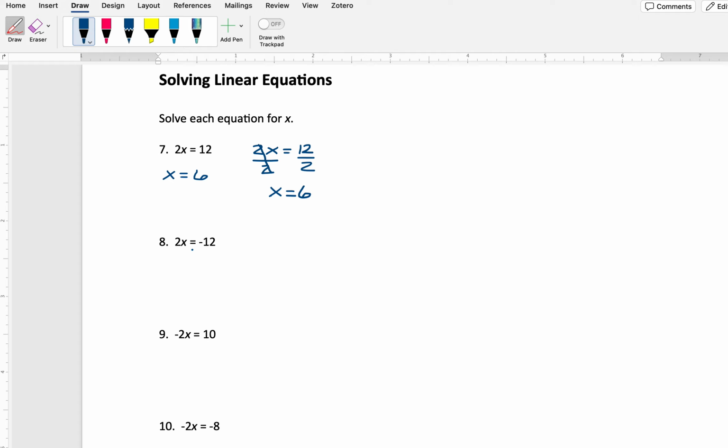Number 8 here is very similar, but we have a negative 12 instead of positive 12. So 2 times what equals negative 12? Well, in order to get from positive to negative, I need to multiply by a negative number. So x needs to be negative 6. Or, if I think about my algebraic process here, 2 times what equals negative 12? That means that negative 12 divided by 2 is the what, or the x. So x equals negative 6.